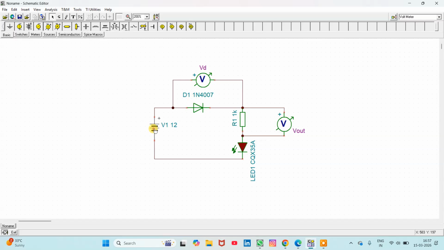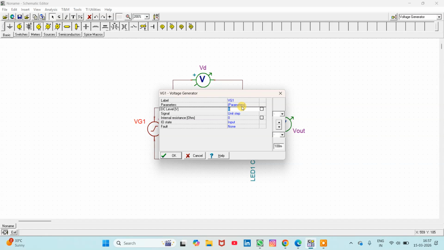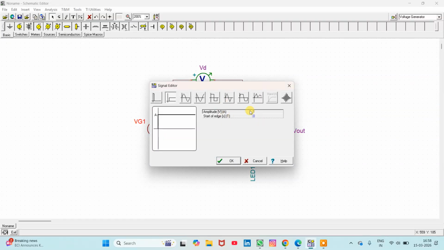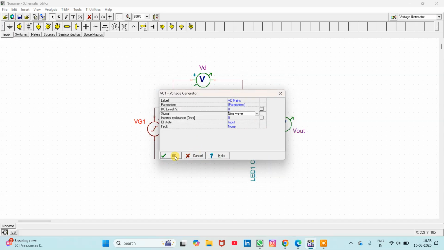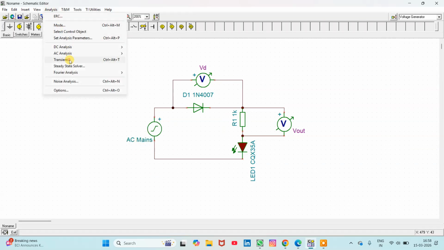So let's do one thing. Just remove this DC battery and connect one voltage source here. Give the name to that source as AC mains. Why? Because I'm changing the values: I'm taking this signal as 230 volt and 50 hertz frequency. That's it. Now my voltage is AC, and you can see what I get here.